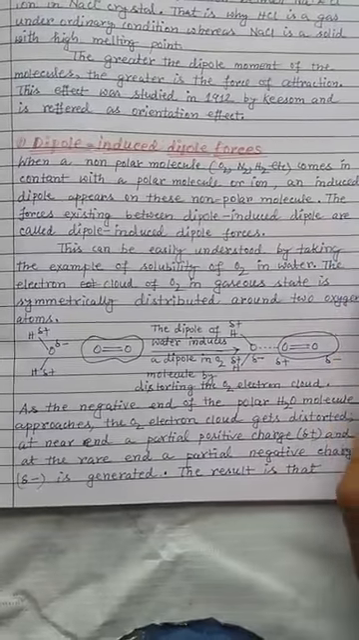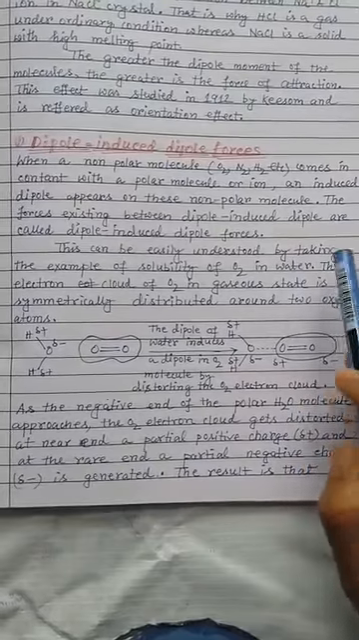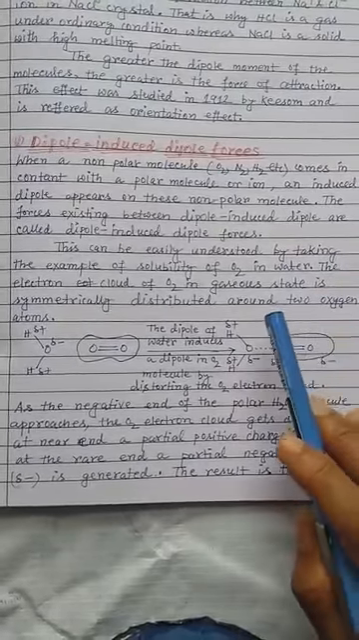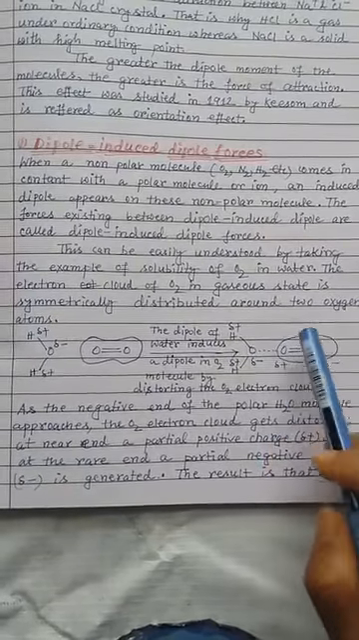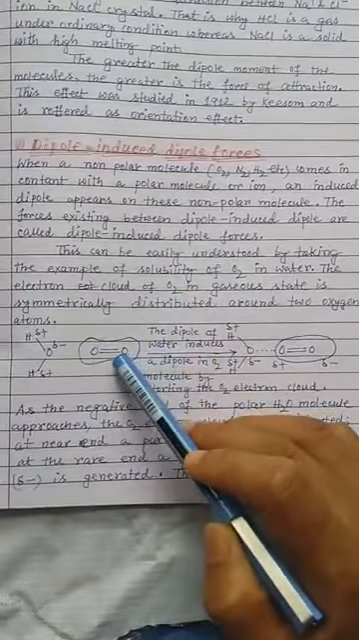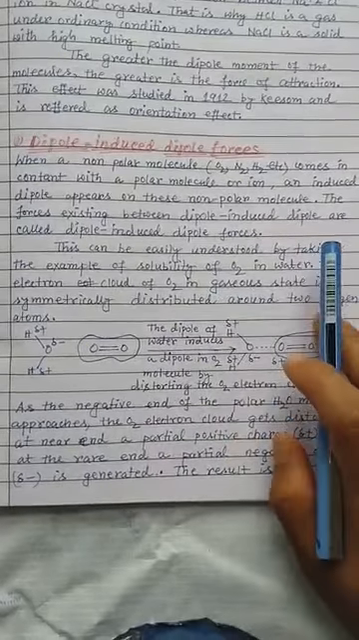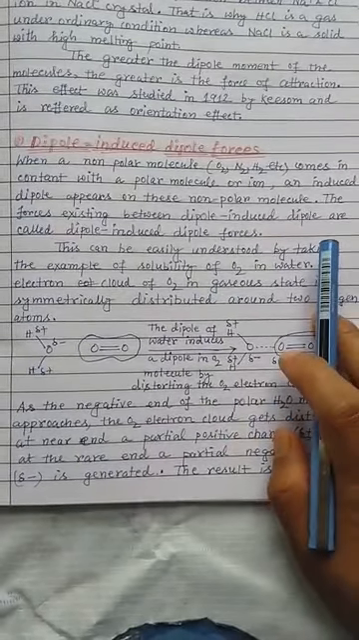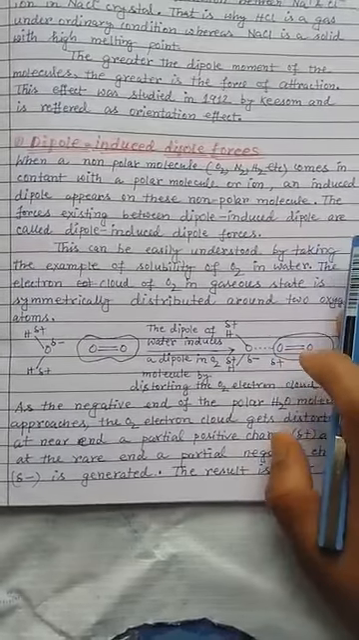This can be easily understood by taking the example of the solubility of oxygen in water. The electron cloud of oxygen in the gaseous state is symmetrically distributed around the two oxygen atoms. Here we give a demonstration of how electron clouds can be distributed in the bonding between the two oxygen atoms, or around the oxygen molecule.